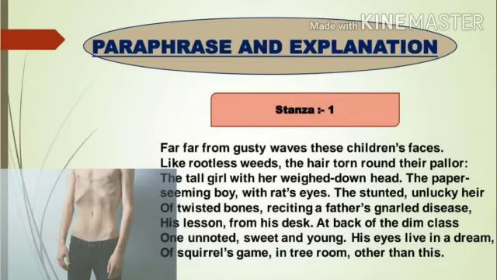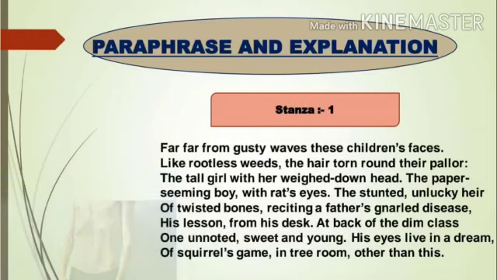Poet says that the growth of this boy is blocked and the body remains undeveloped. He inherits twisted bones of his parents. Actually, he is not reciting a lesson from his desk. He is enumerating the knotty disease of his father.